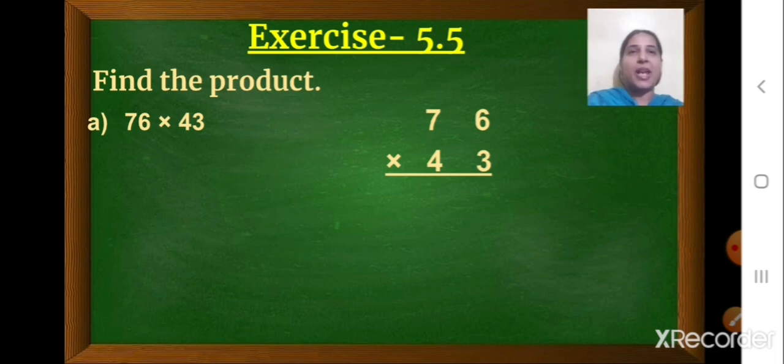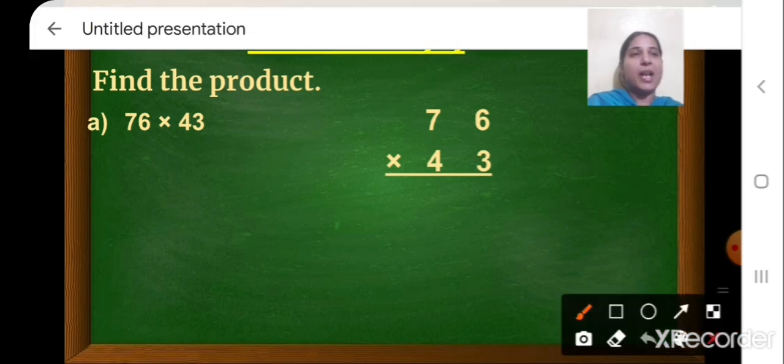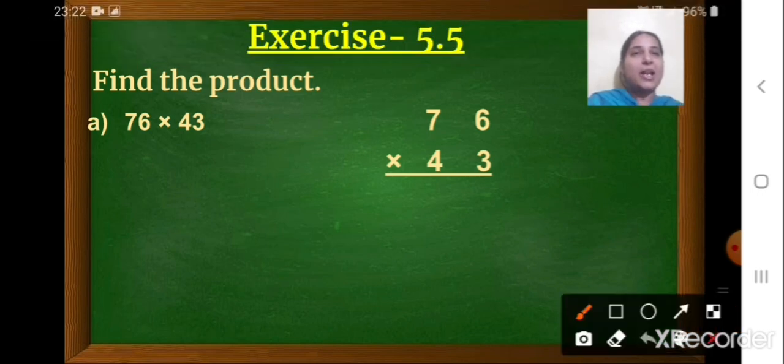So question number A is 76 multiplied by 43. So children, here you can see we have to multiply 76 by a 2-digit number, that is 43. So how are we going to multiply? First we will multiply the multiplicand. What is the multiplicand here? 76 is the multiplicand, whereas 43 is the multiplier.